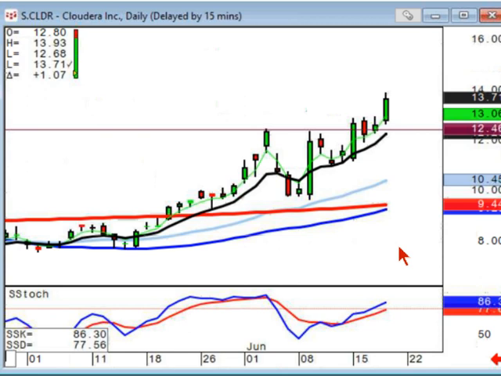Sean, if you're a member, there should be videos in the members area that you can pick up. So there's a J-hook pattern.